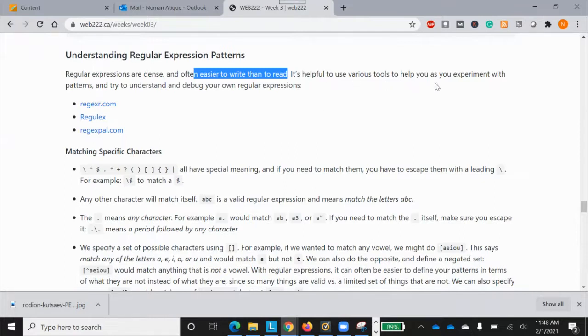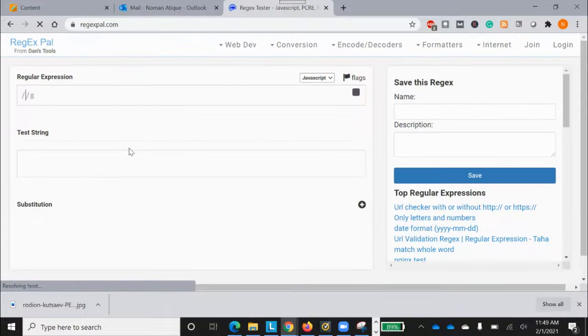So it's helpful to use various tools to experiment with the patterns and try to understand and debug your regular expression. We have certain online tools that we can use for checking our string, or for checking how we can write a regular expression. You are already familiar with it; we'll just be looking at it. There are different options, Regulex and regexpal. I'm opening up the third one. Maybe you can just go to the third one and open it up. I want all of you to follow along.